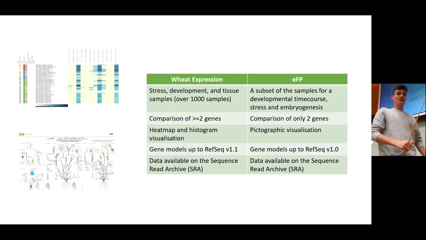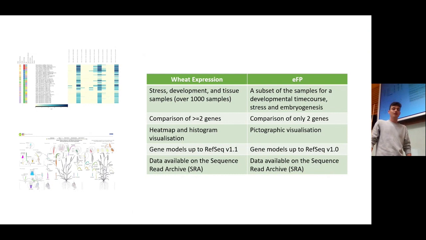I thought to wrap it all up with a comparison. So with wheat expression, you look at stress, development, tissue samples, and you have lots and lots of different samples you're able to look at. And with that, you can compare multiple different genes. And out of that, you get heat map and histogram visualizations, and your gene models are in RefSeq version 1.1.